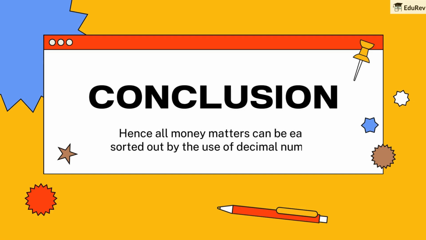In conclusion, hence all money matters can be easily sorted out by the use of decimal numbers.